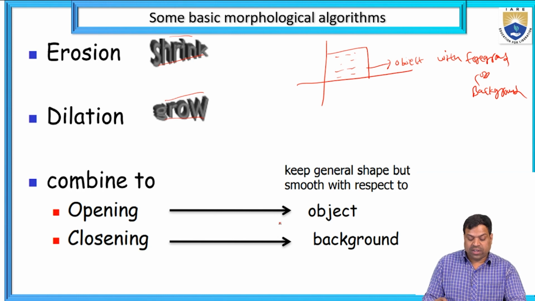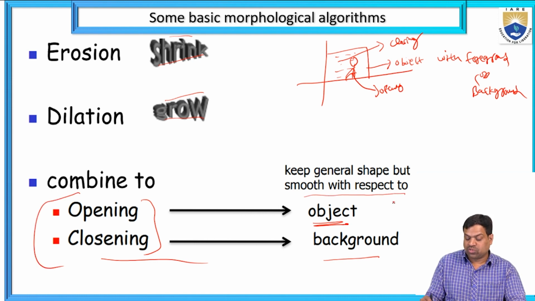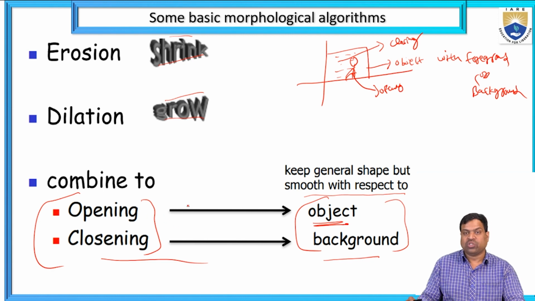So, combining opening and closing. Opening is nothing but, if I take the object as opening, then the background is closing. So if the object is opening, then the background is nothing but a closing. It is a combination of opening and closing, but it keeps the general shape and is smooth with respect to the object. So these are inversely proportional. These are exactly opposite to each other.